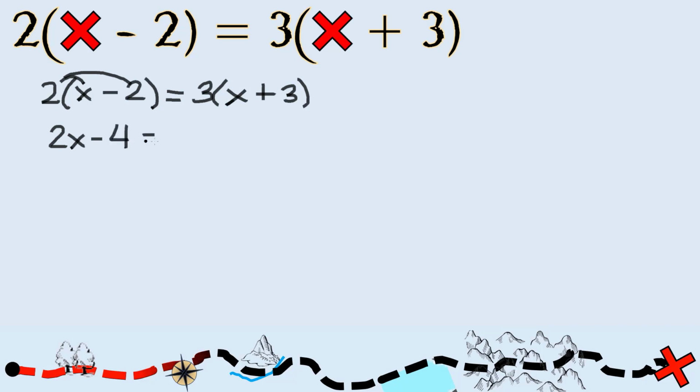Next, on the other side, we are going to do the same step. So 3 times x is 3x. 3 times 3, we have here a result of 9.